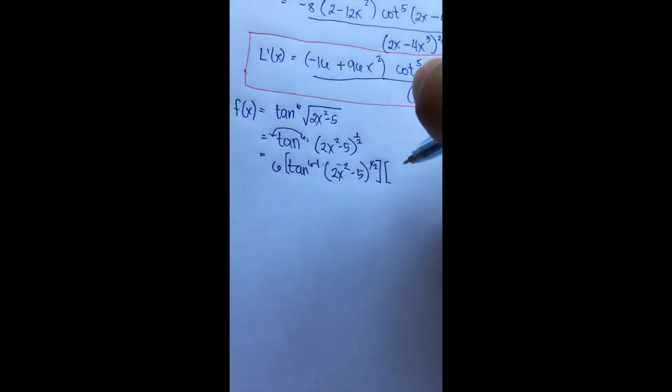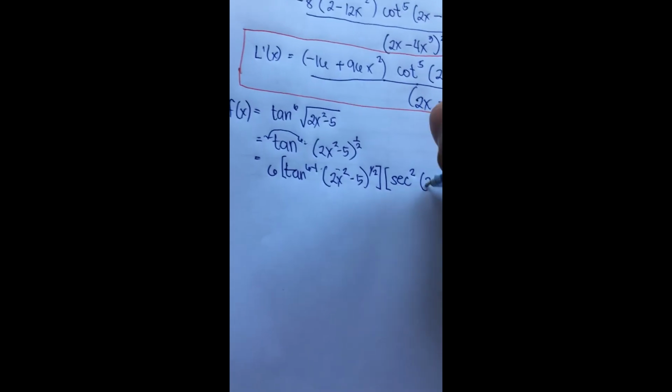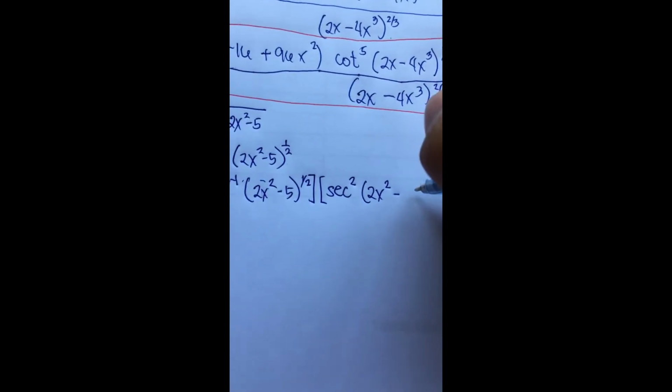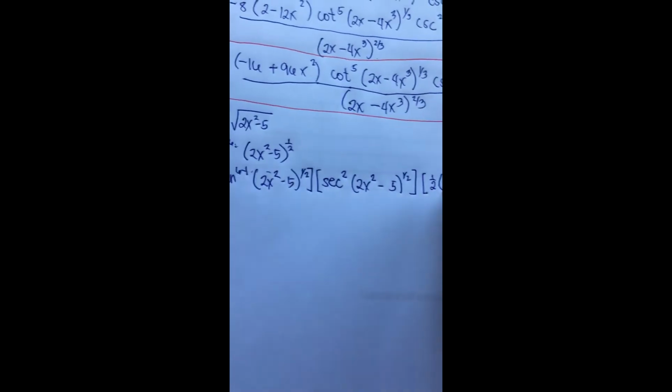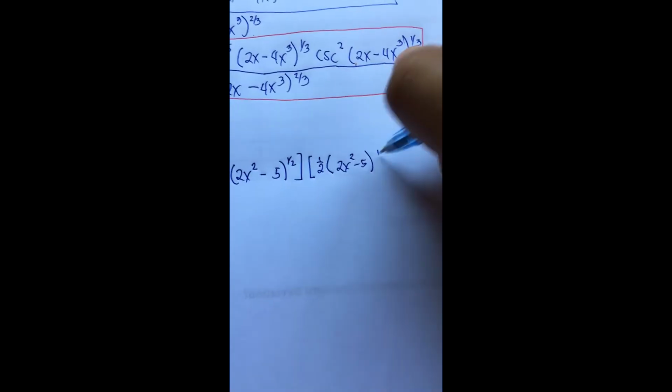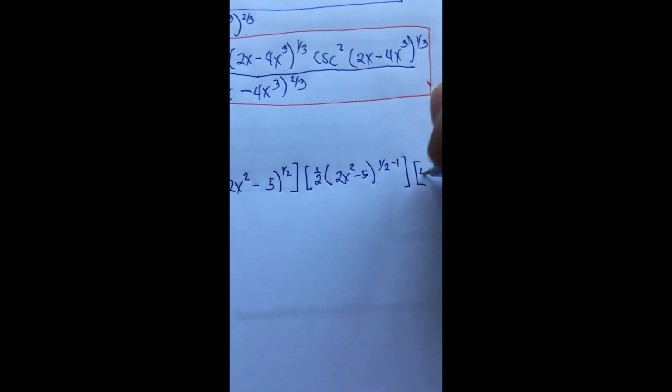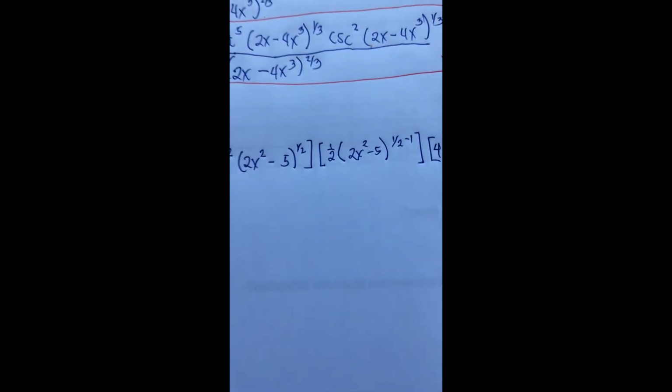So the derivative of tan is secant squared, copy the base, 2x squared minus 5 raised to 1/2. And lastly, the derivative of the base. The base is 2x squared minus 5 raised to 1/2. The derivative, we have applied the power rule, 1/2 times 2x squared minus 5 to the 1/2 minus 1, times the derivative of 2x squared minus 5, which is 4x. Saan galing itong 4x? Itong 4x, derivative ng 2x squared minus 5. Saan galing itong process na derivative? Derivative ng inyong base.